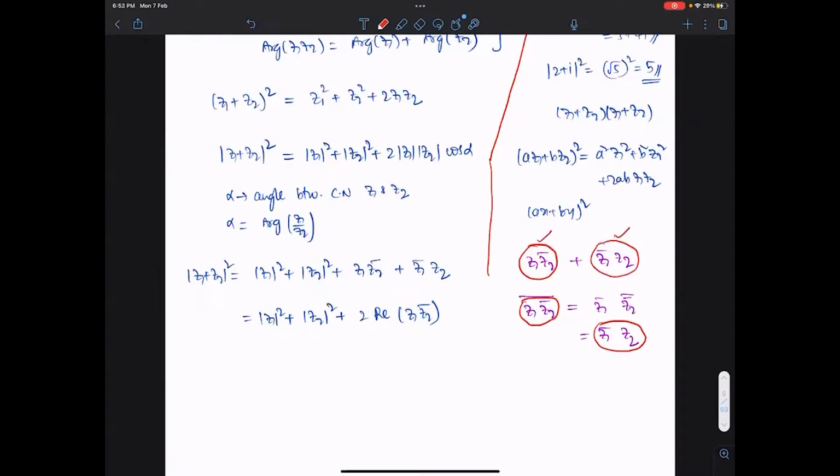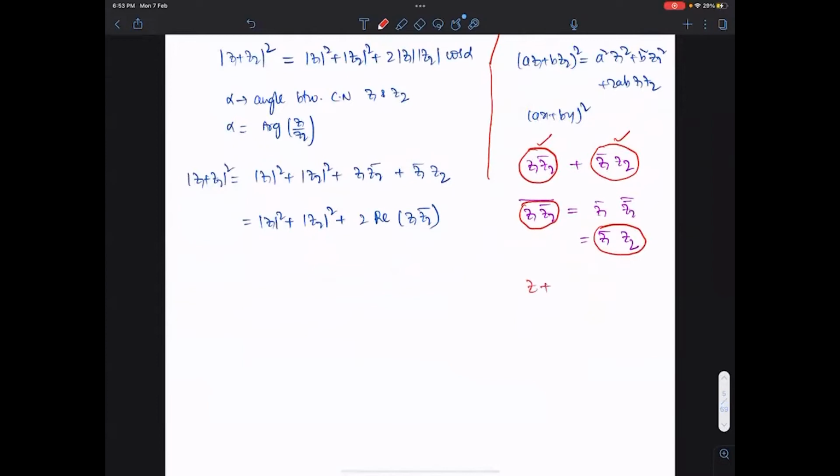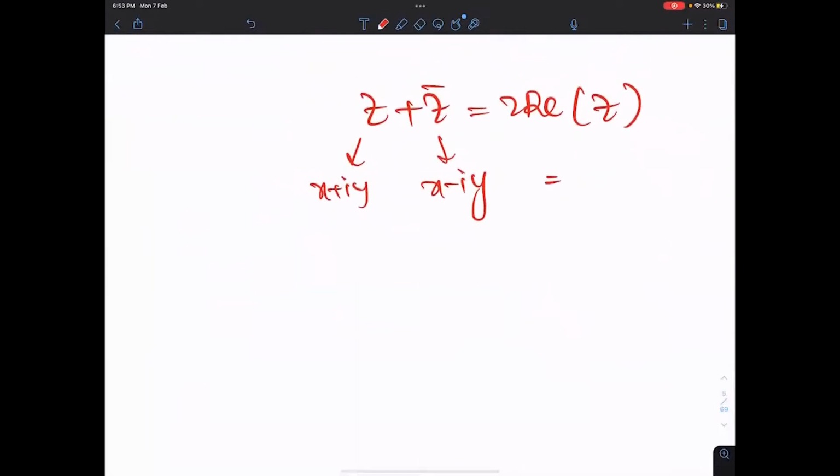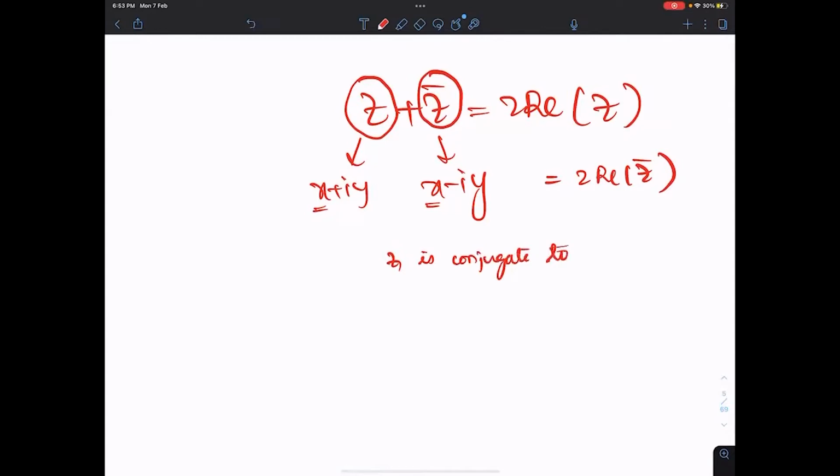So it is like z plus z bar. What is z plus z bar? 2 times the real part of z. Because if z is x plus iy, z bar is x minus iy, and z plus z bar is 2x, that is 2 times the real part of z. Or you can write it as 2 times the real part of z bar also, because the real part of z and the real part of z bar are the same. So if z1 is conjugate to z2, it implies z2 is conjugate to z1.